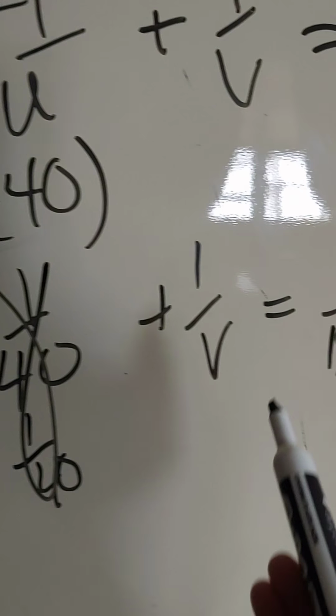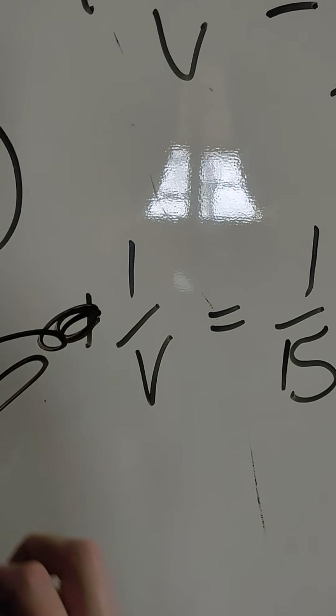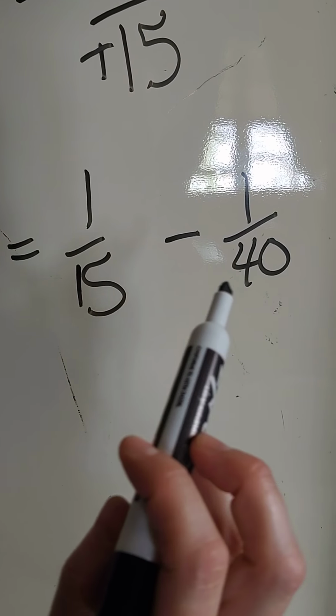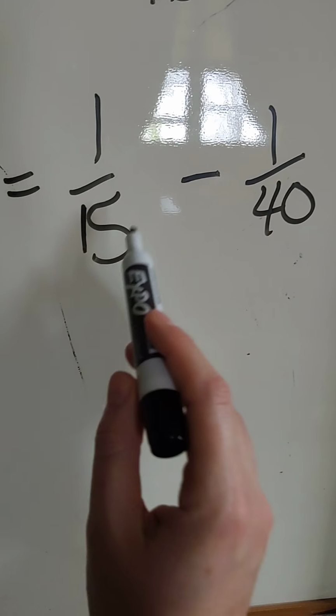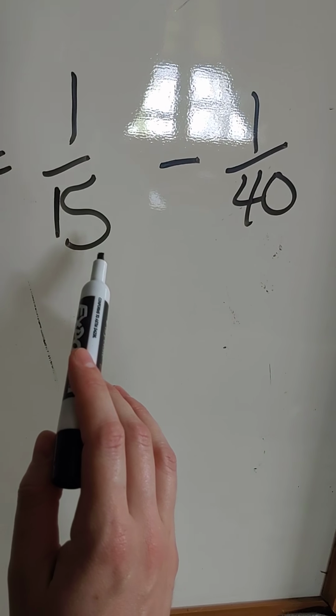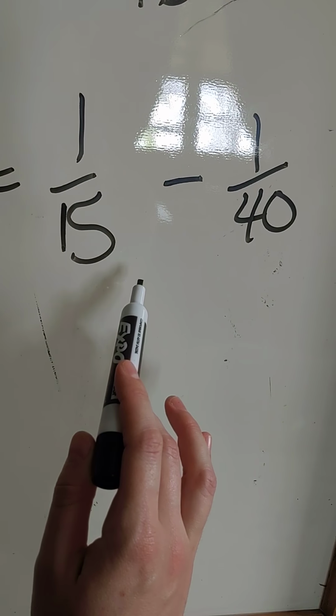So now we've got 1 over V equals 1/15 minus 1/40. 45, 60, 75, 90.